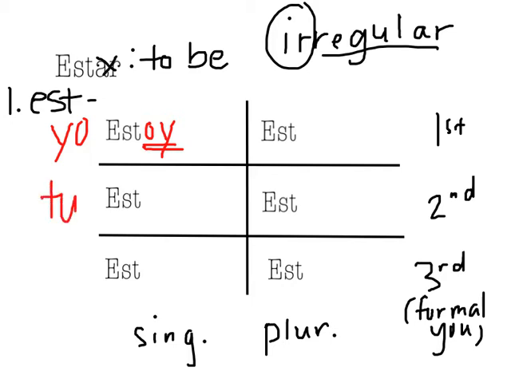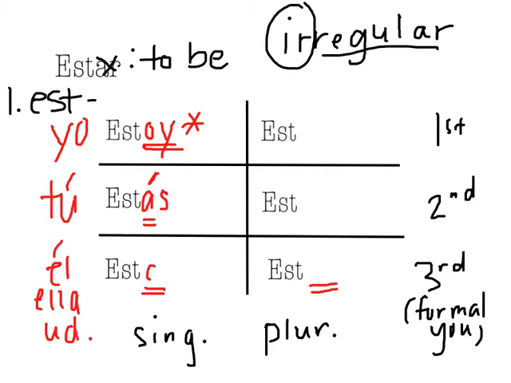Okay, we have tú, that means you informally. Tú estás. This is the second reason that estar is irregular, because we have accent marks actually on three of the verbs. Otherwise, the endings, with the exception of the yo form, are actually normal. They just have the accent marks. So we have yo estoy, tú estás, él, ella, or usted está. Sorry, that's the accent mark. That was a little sloppy.